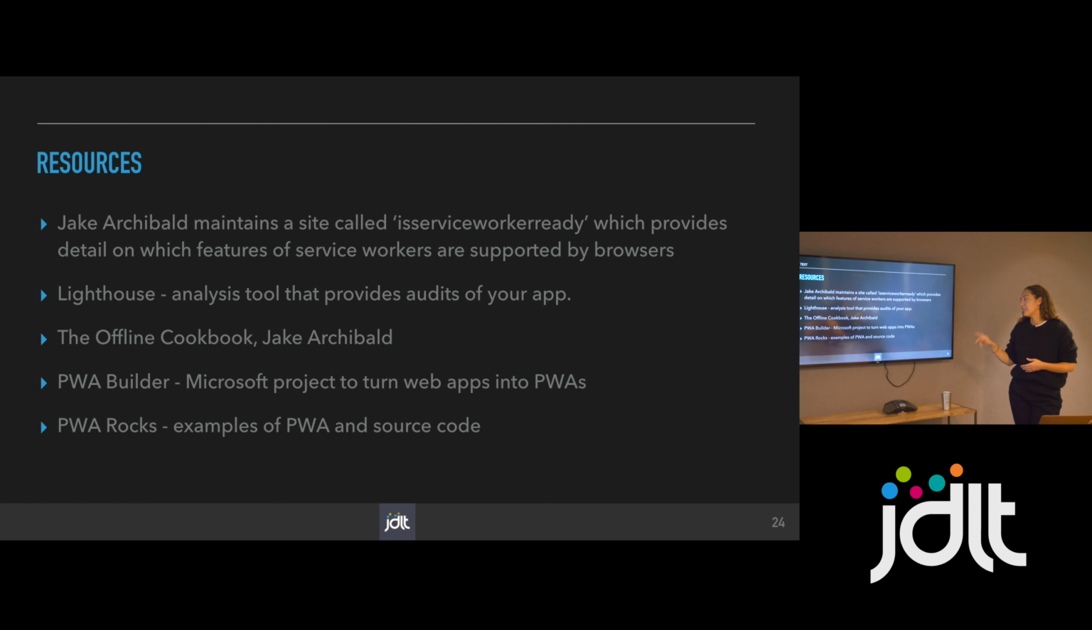Offline Cookbook. PWA Builder, which I haven't used, but people are saying it's pretty good. And PWA Rocks, which is good, because you can have a look at the source code of PWAs and see how they're configuring their service workers. Because I guess the cool thing about them is that you can basically configure service workers to do whatever you want. It's not an out-of-the-box solution. You can tailor it to your needs and what your app needs.